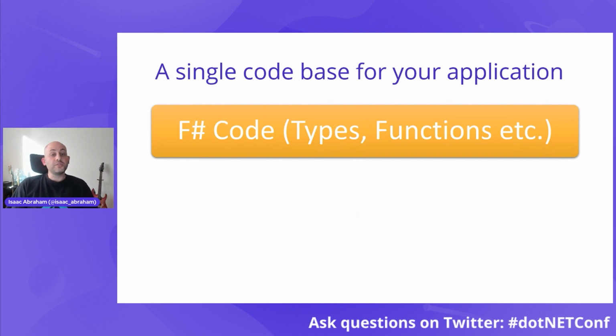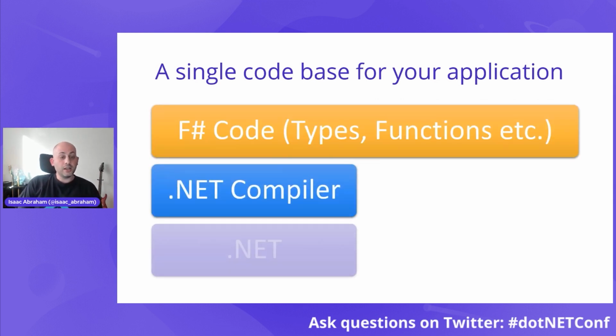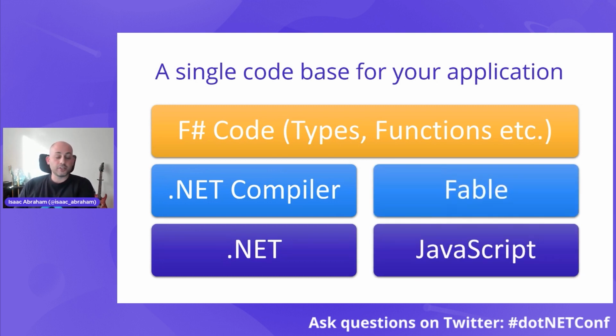Single code base, I sort of touched on this before, but effectively we have F# code. So your types, your records, your unions, tuples, and your functions, shared validation between client and server. Then on the left hand, we've got the .NET compiler, boils down to .NET. On the right-hand side, Fable, which boils down to JavaScript. But your code at the top will be the same across both if you want. And you can choose which bits to share and which bits you don't want to share.